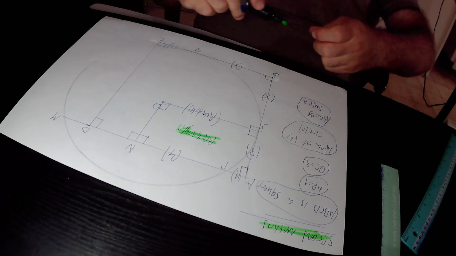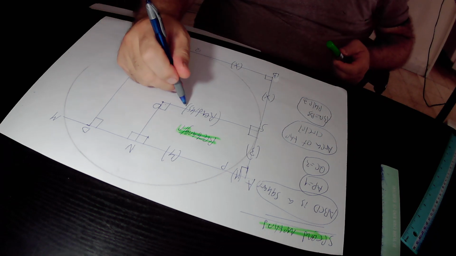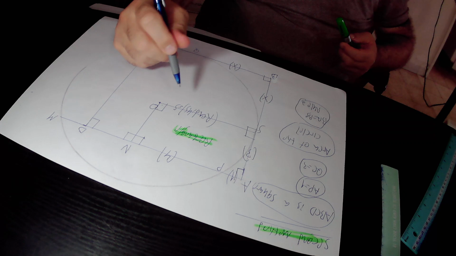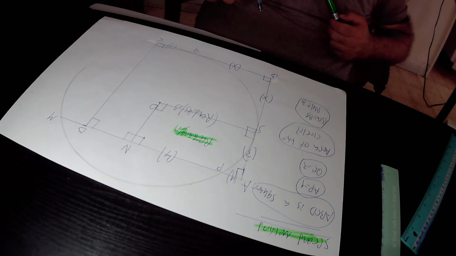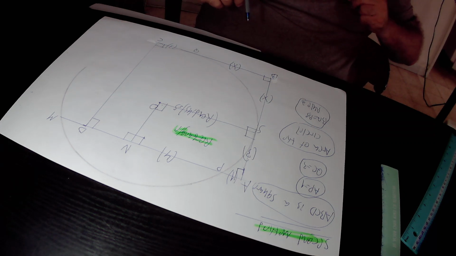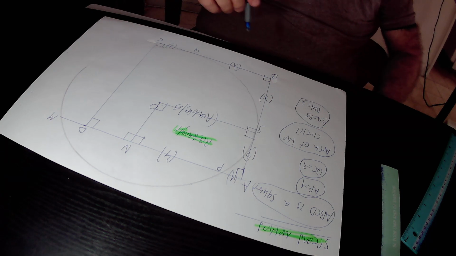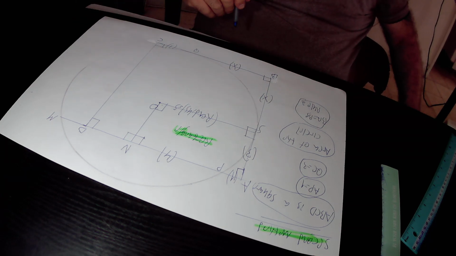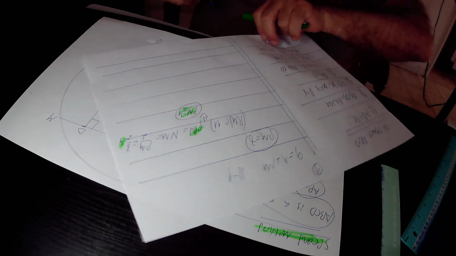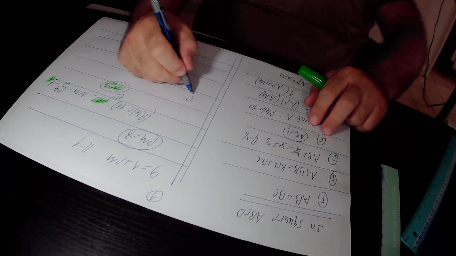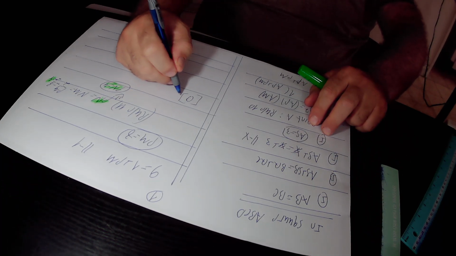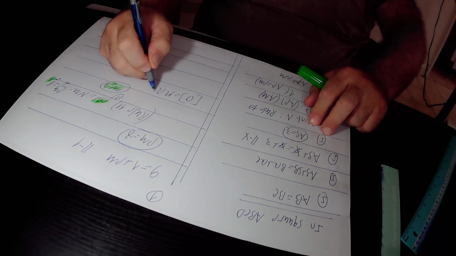units in its length. OS equals 5, but OS is the radius of the circle, and therefore the radius of this circle equals 5 units in its length. Our mission is to find the area of this circle. Actually, the area of any circle is equal to pi times the radius of the circle squared.